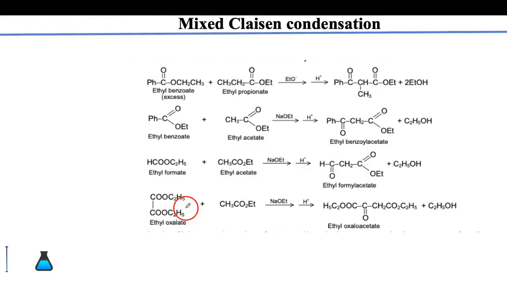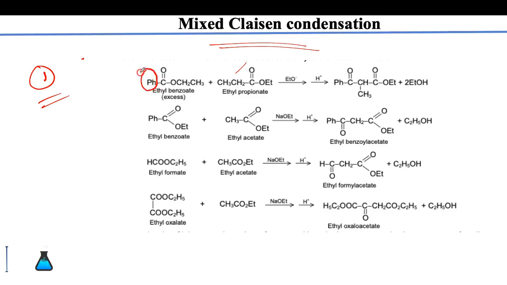Now let us take some mixed Claisen condensation. Claisen condensations are basically of three types. One, simple Claisen condensation, which we have read so far, where both the ester groups are identical. Mixed Claisen condensation, when two different esters are reacted with ethoxide ion, just like this.